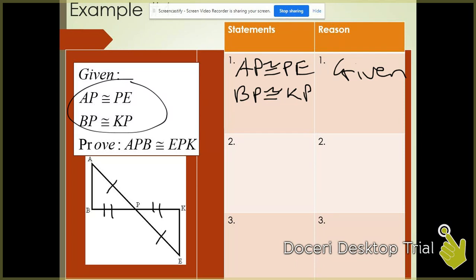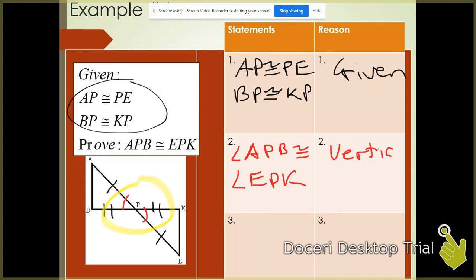All right, again, looking at our triangle, we have two sides, which is not enough information, but we see they're connected in the middle. We have angles formed by two intersecting lines, which means that we can go ahead and mark them as congruent once again. This time our statement is going to be the same. So we have angle APB is congruent to angle EPK. And once again, this is because vertical angles are congruent.